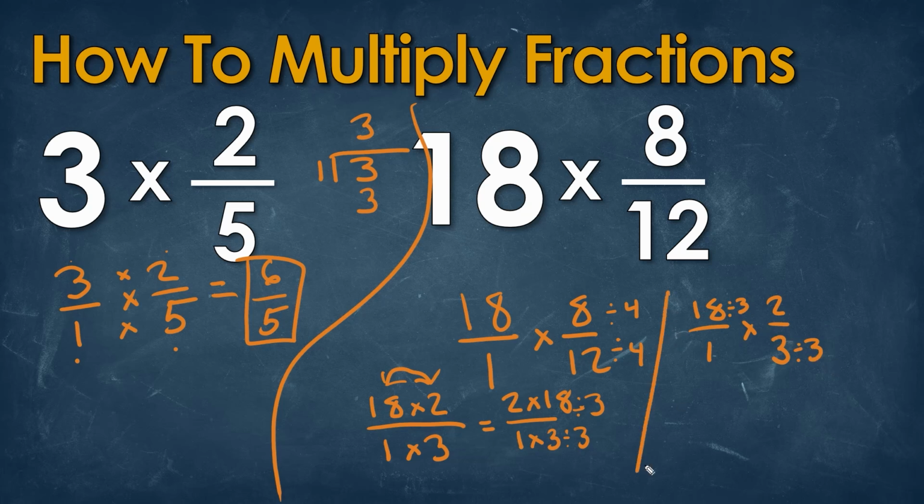Now getting back to our question, we divided 18 by 3, so that's going to be 6 over 1 times 2 over 1, since 3 divided by 3 is 1. So now we just multiply the two top numbers, which will be 12, and the two bottom numbers, which will be 1. Again, remember that 1 at the bottom is the same as the whole number, so that means that our answer will be 12.